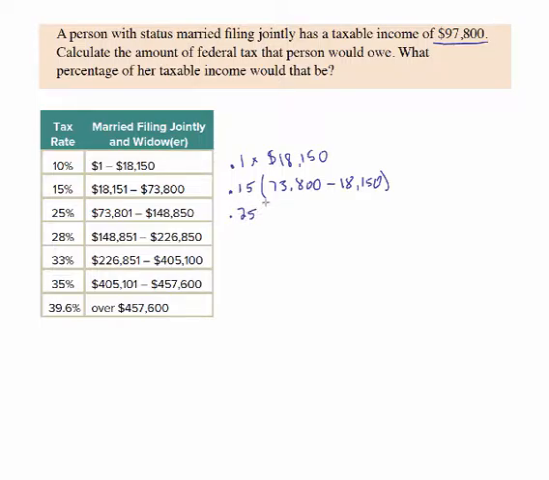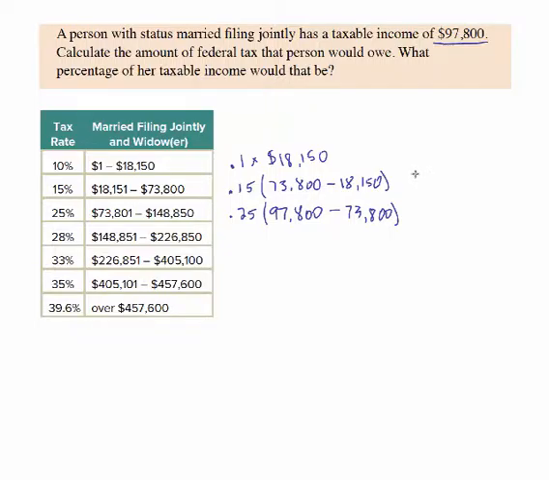Then the last batch they pay 25% on. That's the difference between their actual income, $97,800, because that lives within this range, minus the previous boundary, which was $73,800. Now we're going to calculate each of these percentages and then add the results, and that's going to tell us the amount of tax that's due.